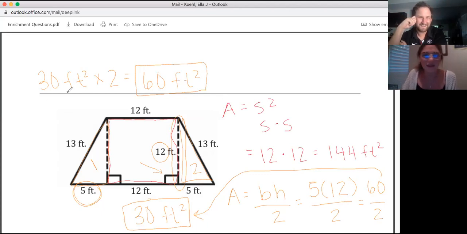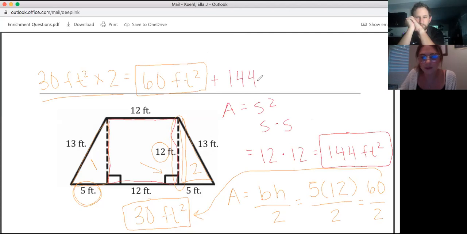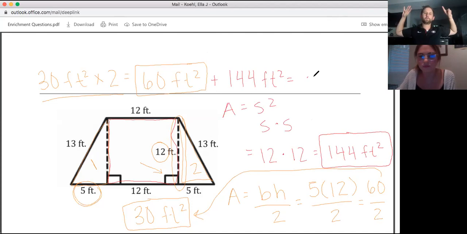So I took my 30 feet squared and multiplied it by 2 because they are congruent. And they are also mirrored, right? We can see that we have the 13, the 5, the 12. So like I said, multiply it by 2, but we cannot forget our Georgia red area of our square. So we're gonna just add them. Don't forget your units. And you should come up with your answer, which is 204 feet squared.